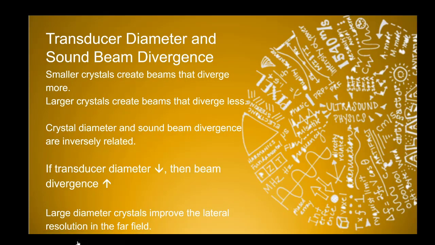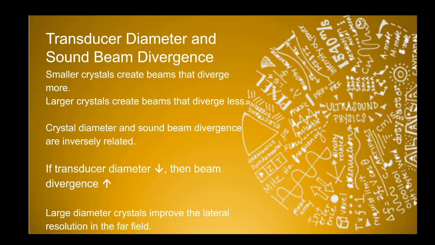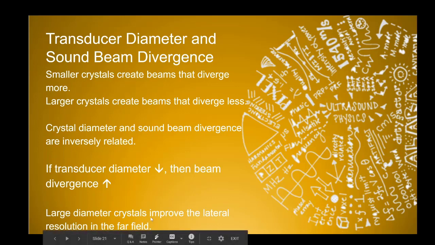So when we are looking at transducer diameter versus the sound beam divergence, we know that smaller crystals are going to create beams that diverge more, where larger crystals are going to create beams that diverge less. So crystal diameter and sound beam divergence are inversely related. If the transducer diameter decreases, then the beam is going to become wider quicker. When we use smaller diameter crystals, they are going to have poor resolution in the far field, where large diameter crystals are going to have improved lateral resolution in the far field.